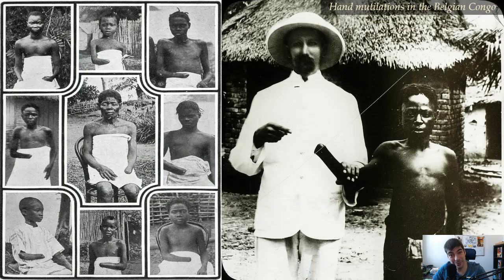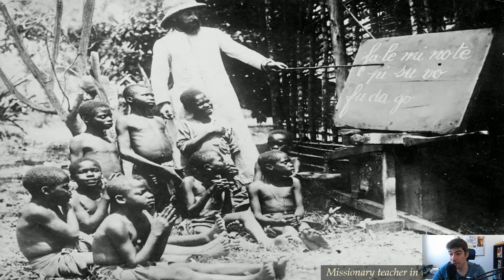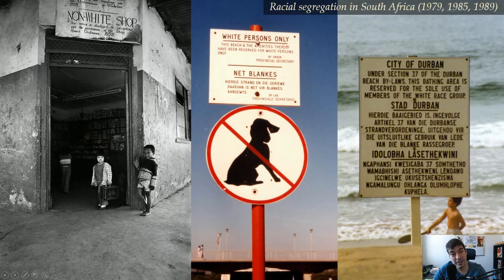And these are the consequences of this social and racial segregation. Here, they mutilated the hands of the black people. This is a Belgian missionary, and this is what they did with the people who didn't obey them. But also they tried to teach them about Western values. Here, the alphabet. And this racial segregation was maintained until very recently.